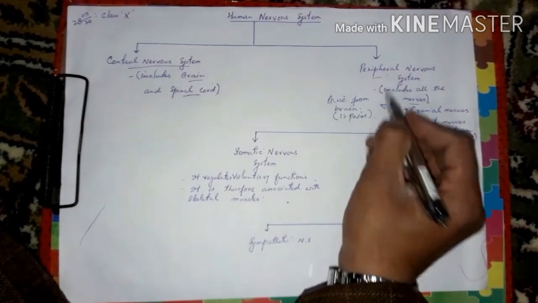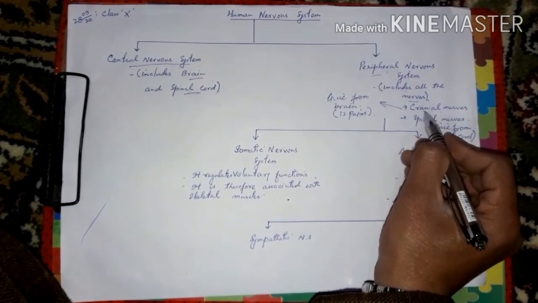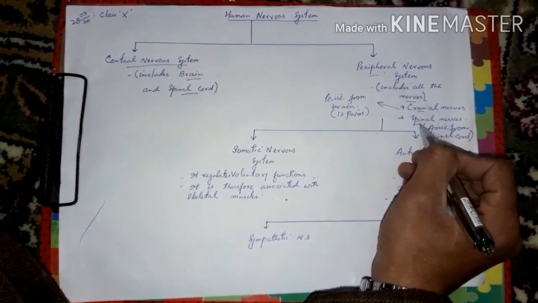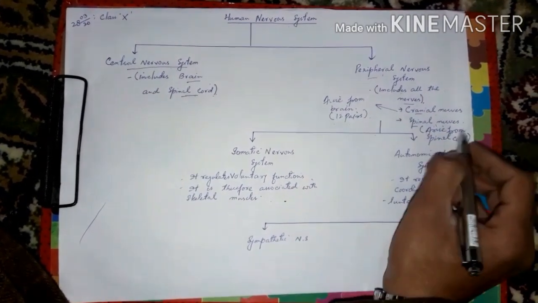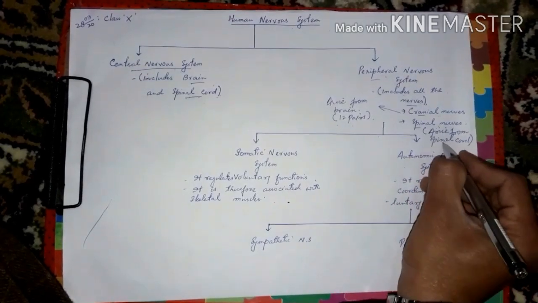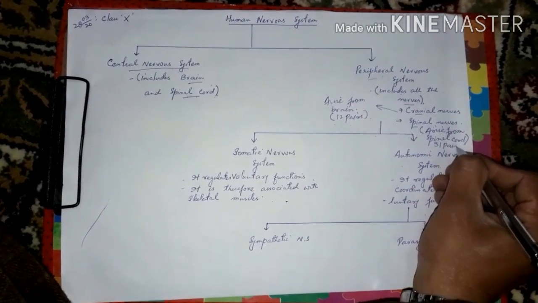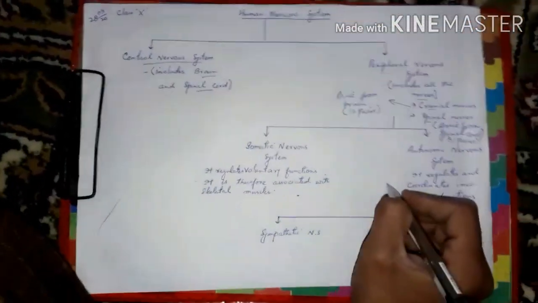Okay, now the peripheral nervous system includes two main types of nerves. One is the cranial nerves and then the spinal nerves. Cranial nerves, as I have already told you, are 12 pairs in number, and spinal nerves are 31 pairs in number.